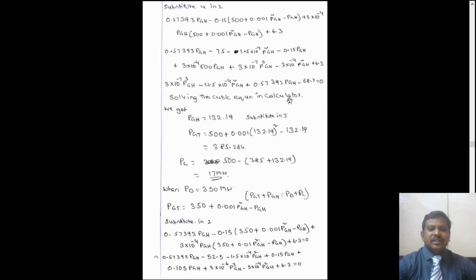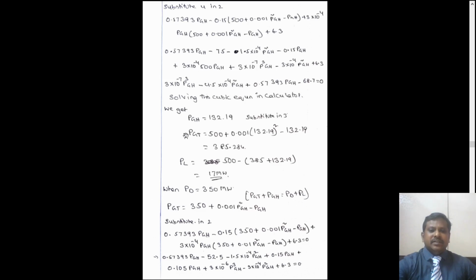This can be solved by using the calculator. If you have an fx-991 MW, go to the equation mode and change the degree to 3. Then you can put the a value, b value, c value, and d value, and from there you can obtain the roots. The minimum root will give you the answer. I have solved this like that. Pgh is equal to this value, and after obtaining Pgh, substituting in Pgt, this is your value, and PL is equal to this value.